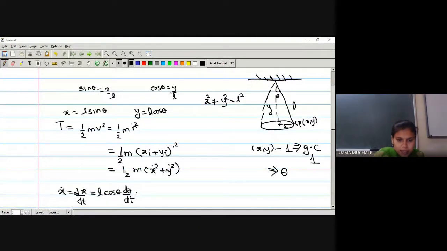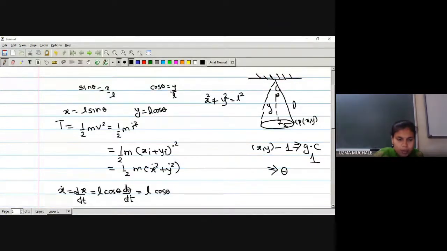L is constant, the derivative of sine theta is cos theta, and then the derivative of theta with respect to t. Because we are differentiating with respect to t, we have to differentiate this theta with respect to t. This is theta dot. As we are differentiating with respect to t, we denote it by a dot notation. Can I write directly for y dot? What will y dot be? It is dy by dt.